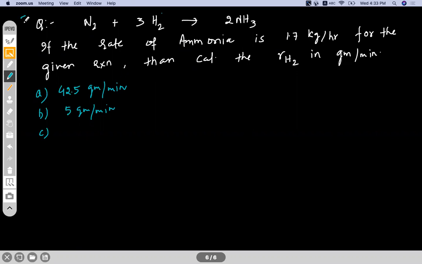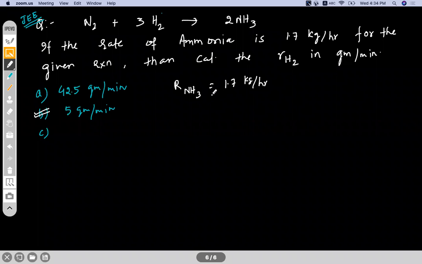The same question was asked in JEE. And the correct answer in this is 5 gram per minute. 42.5, most of you have got, and in the exam also, most of the students have got 42.5, but that is also again wrong. Why? I'll tell you. What you have done, the rate of ammonia is given, right? So R of NH3 equals 1.7 kg per hour.